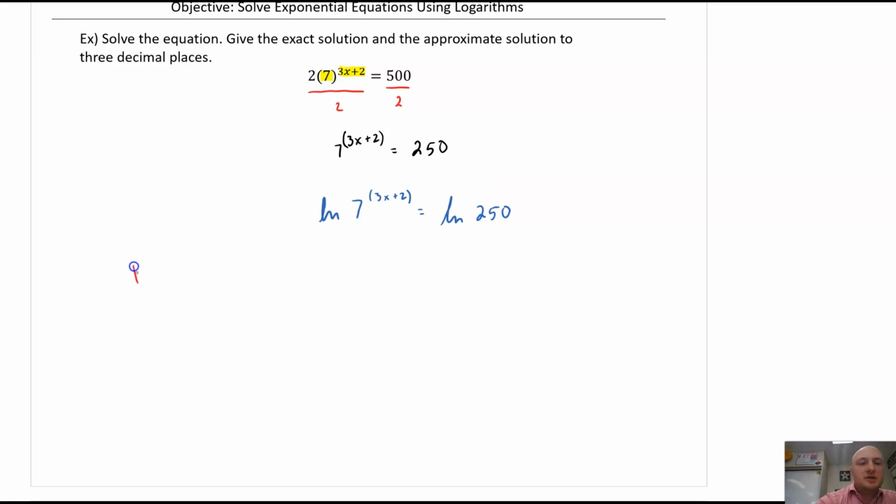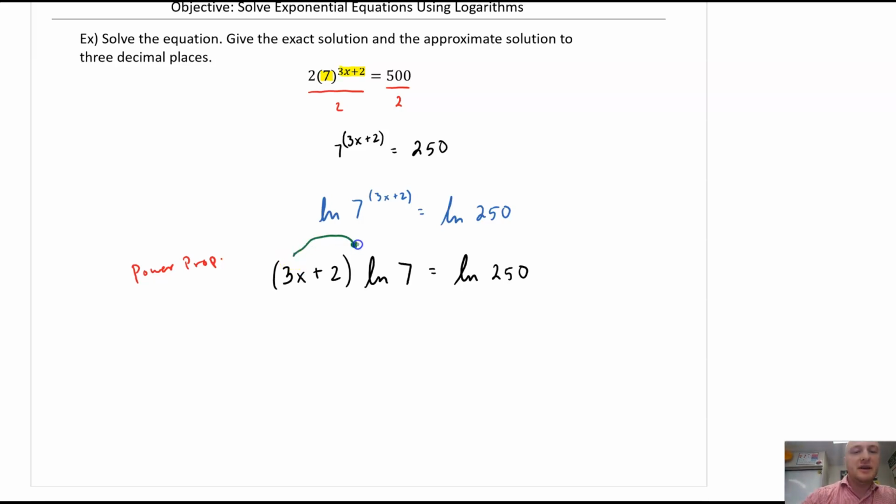So now, using the power property, that exponent's going to come down in front. And notice how I put parentheses around it. That is very, very important. If you have a binomial, that is your exponent. Very important. Why is it important? Well, I need to go ahead and distribute that binomial to my natural log of 7, or vice versa, the natural log of 7 to the 3x plus 2.